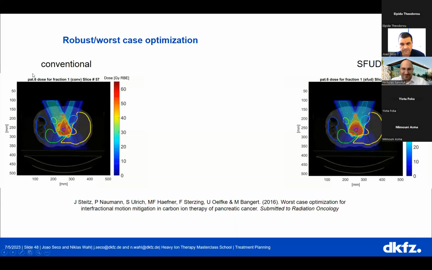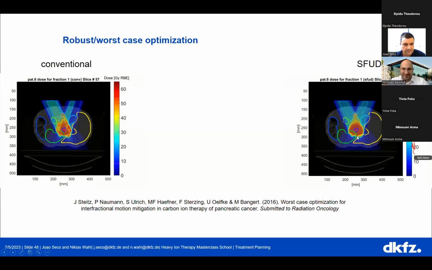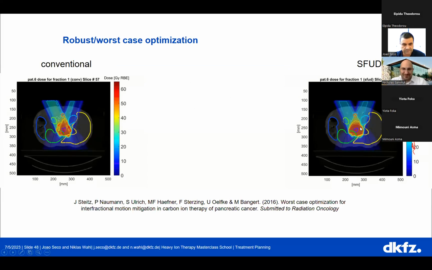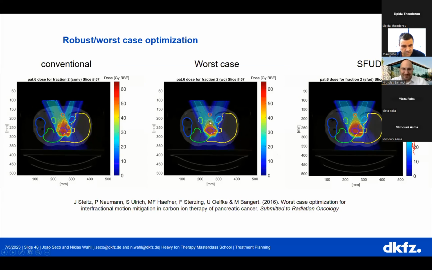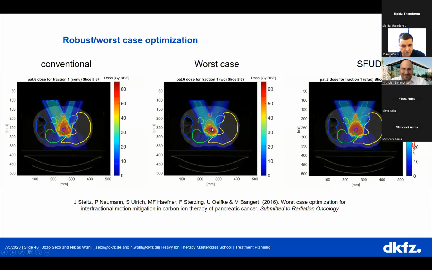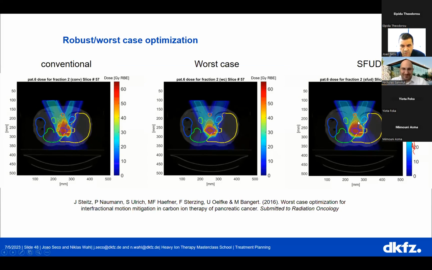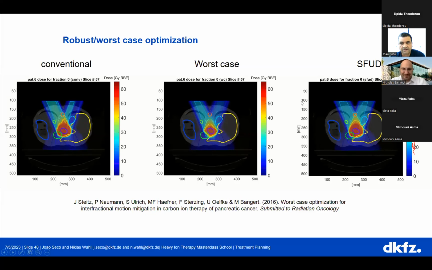So here's, for example, a conventional delivery without any corrections. You see how variable it is. Now, if you look on the right, a uniform beam that is larger to account for range uncertainties, and notice how uniform this one on the right is. And if I have a worst case scenario, I can even make this smaller. So notice how small the hot area is now, relatively uniform, and it's smaller than this worst case scenario. Sorry, than the SFUD case, yeah.